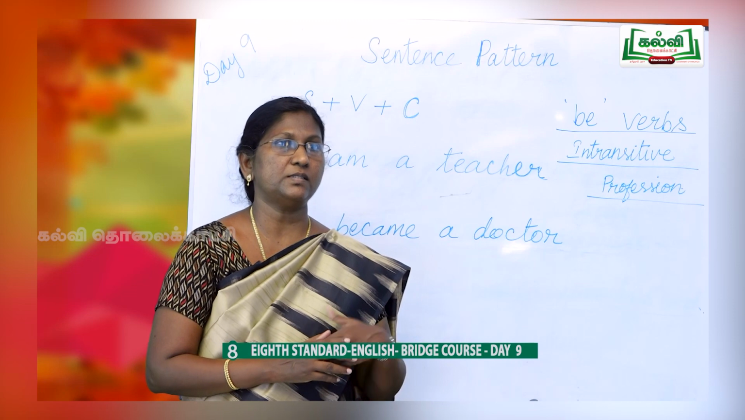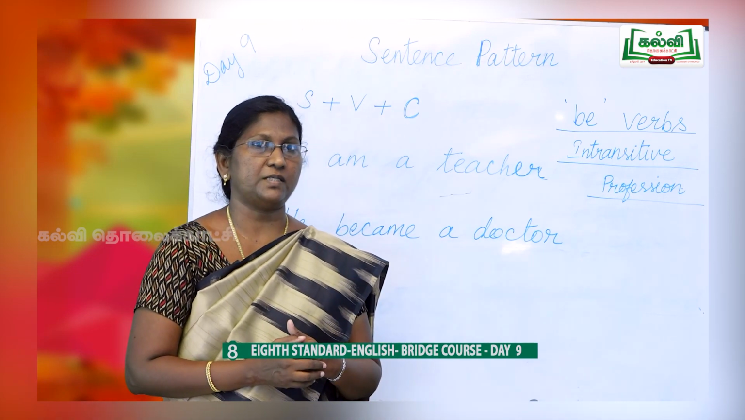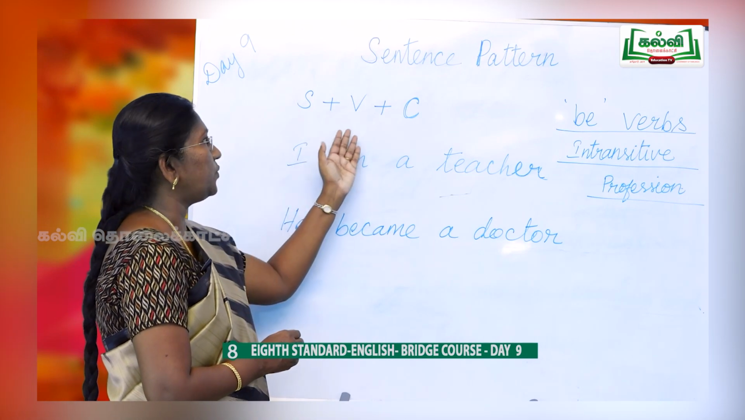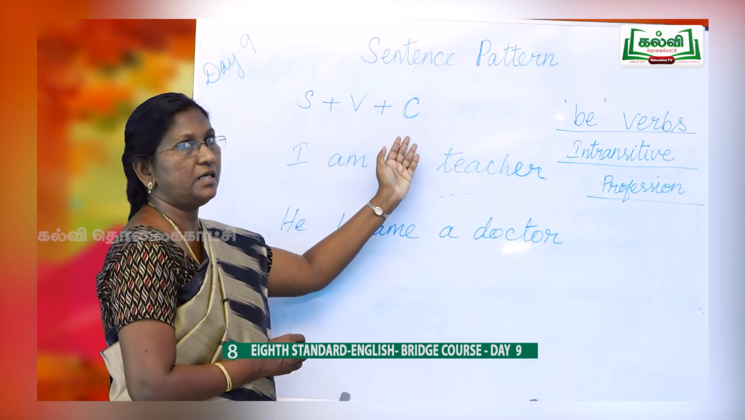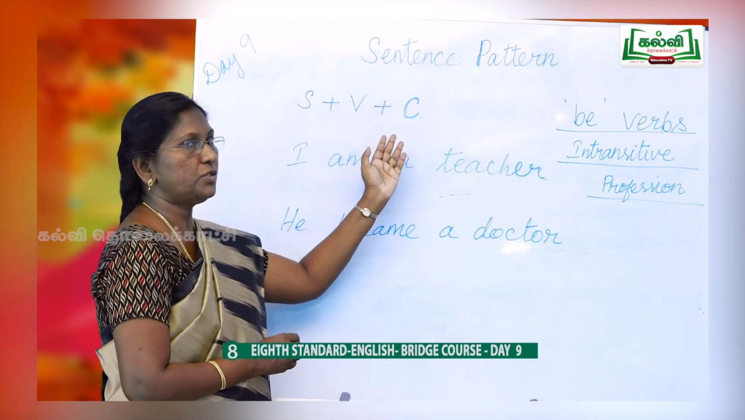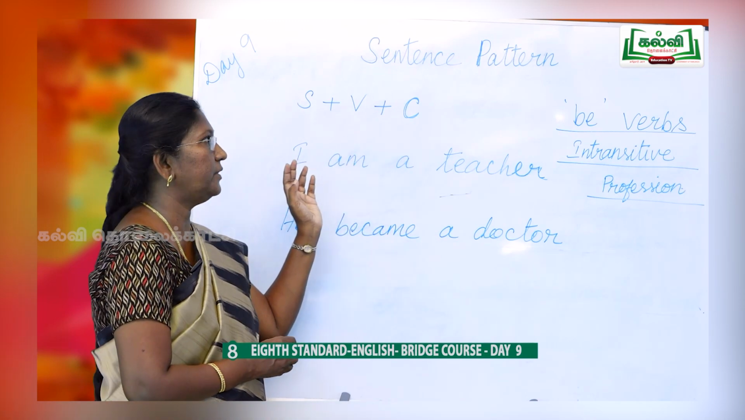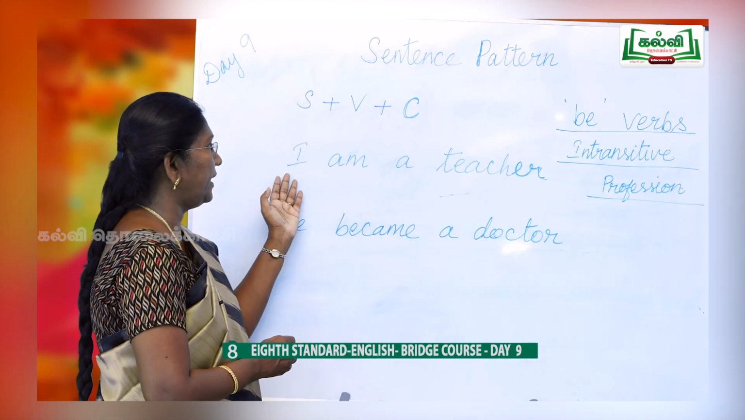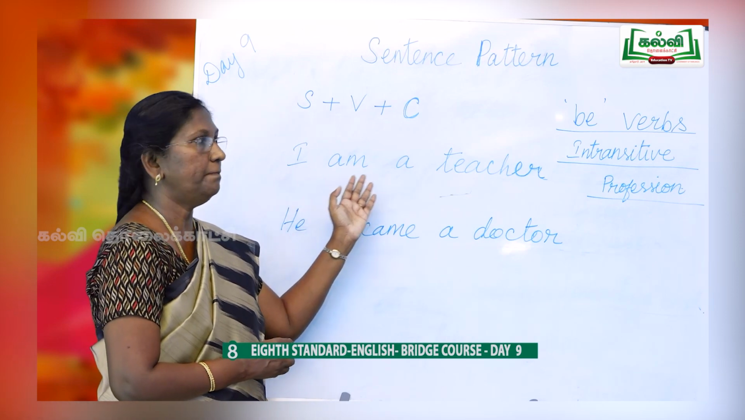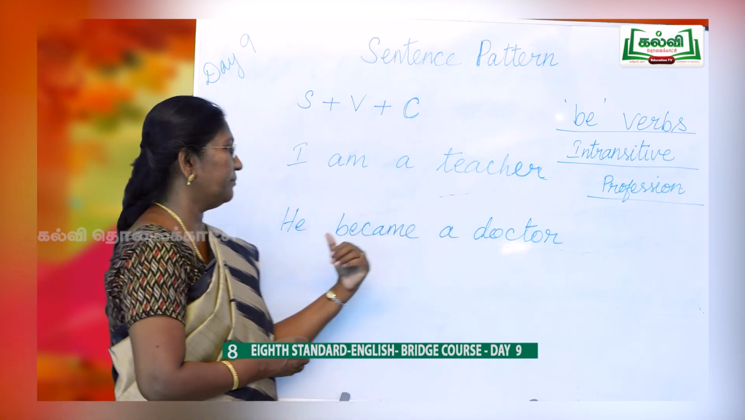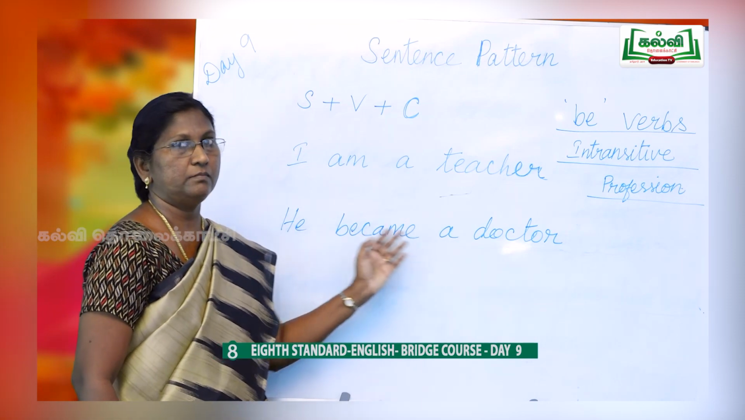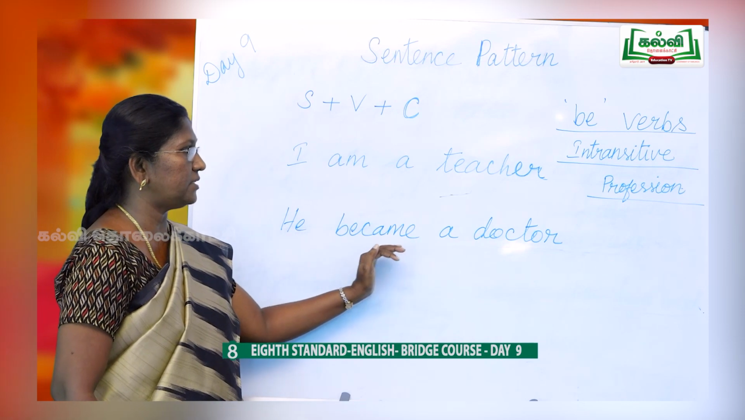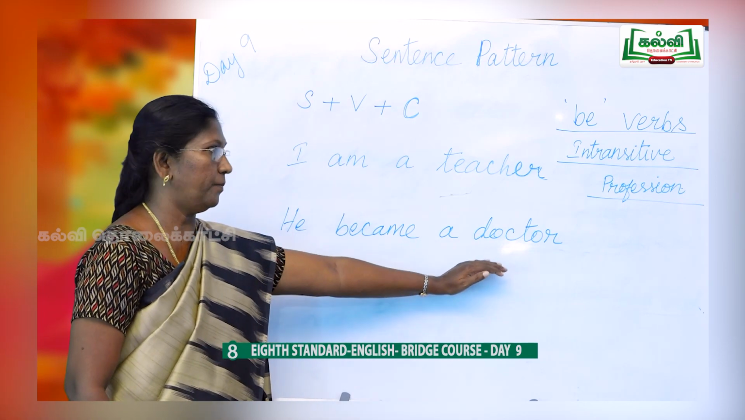Here also in this pattern we have that type. Intransitive verbs come here. So here is the SV plus C pattern. The C is complement. This complement usually completes the meaning of the sentence. So, here: I am a teacher. Here I is the subject, am is the verb and teacher is the complement. He became a doctor. He is the subject, became is the verb. Here became is an intransitive verb. A doctor is the complement here.